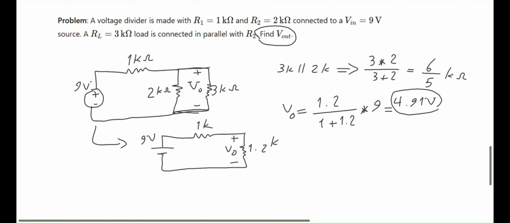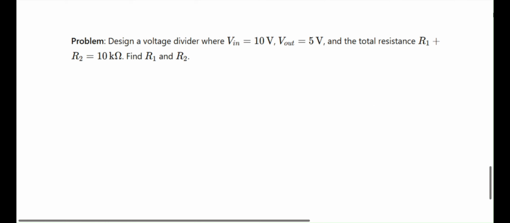I hope it was easy after explaining the voltage divider rule. Okay, now let's make it a little more complicated. We want to design a voltage divider where V input is 10 volts, V output is 5 volts, and the total resistance R1 plus R2 is 10 kilo ohms. I don't have R1, I don't have R2. That's what the question is asking for.